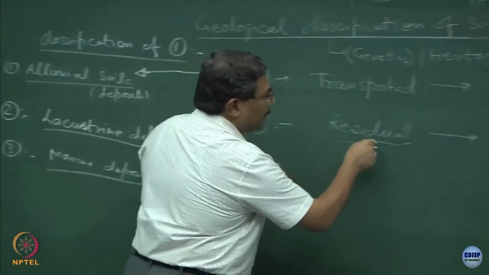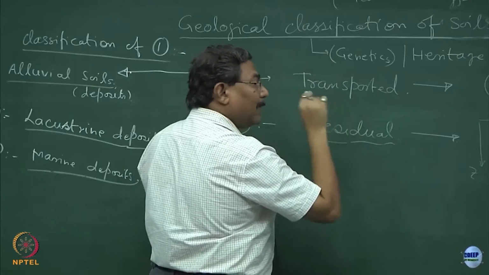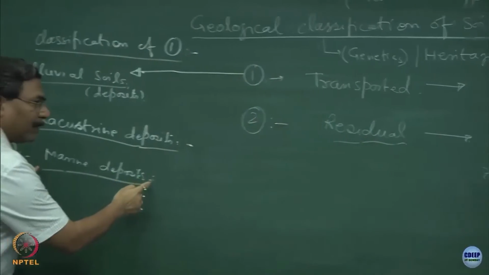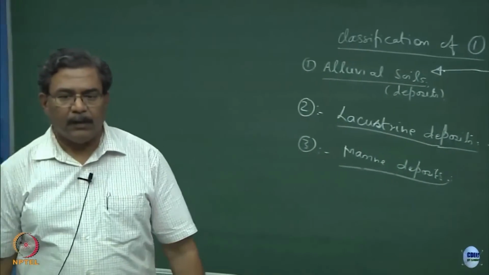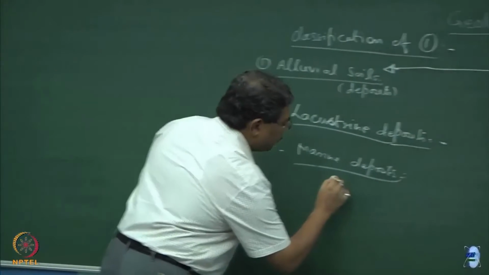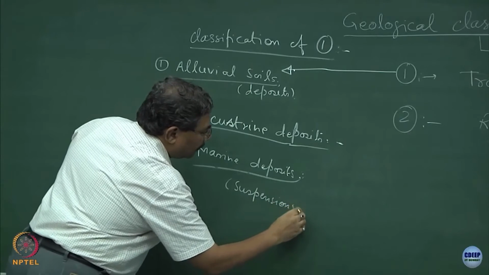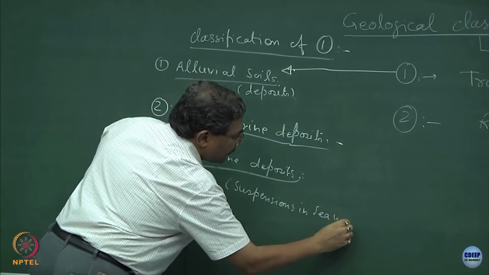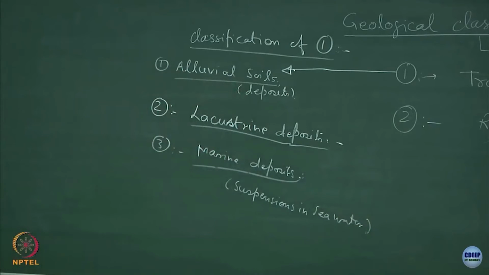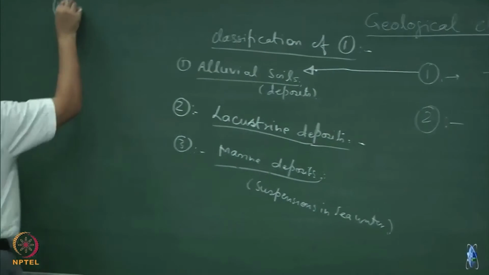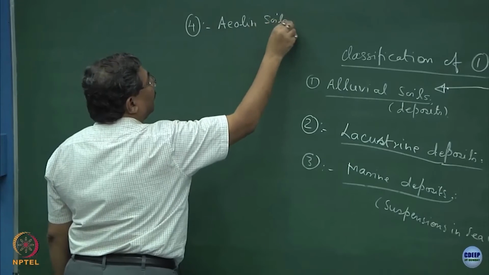So, the residual soils are also one of the types, and one type of residual soil would be marine clays, and in marine deposits also we can have transported marine deposits. Mostly these are the suspensions in sea water. Then we have the fourth category as aeolian. We call them aeolian soils.